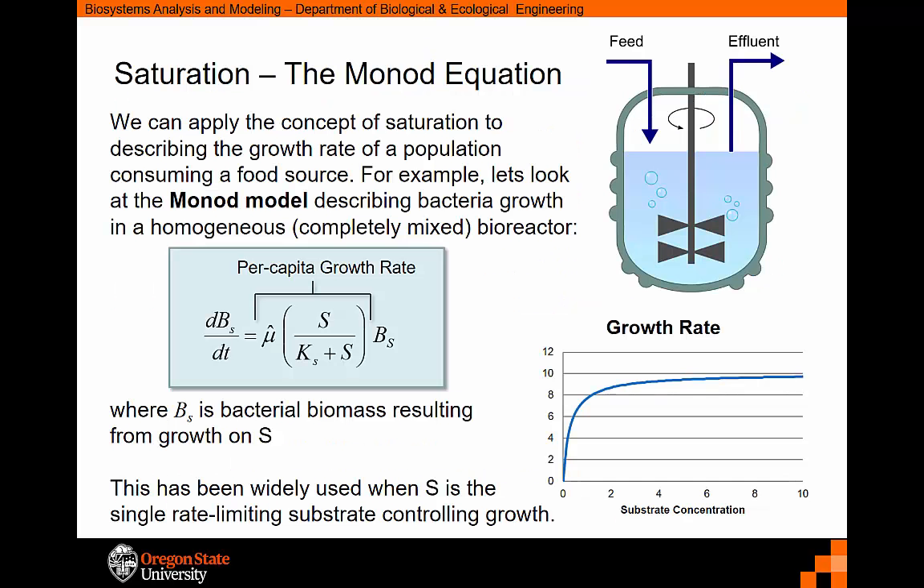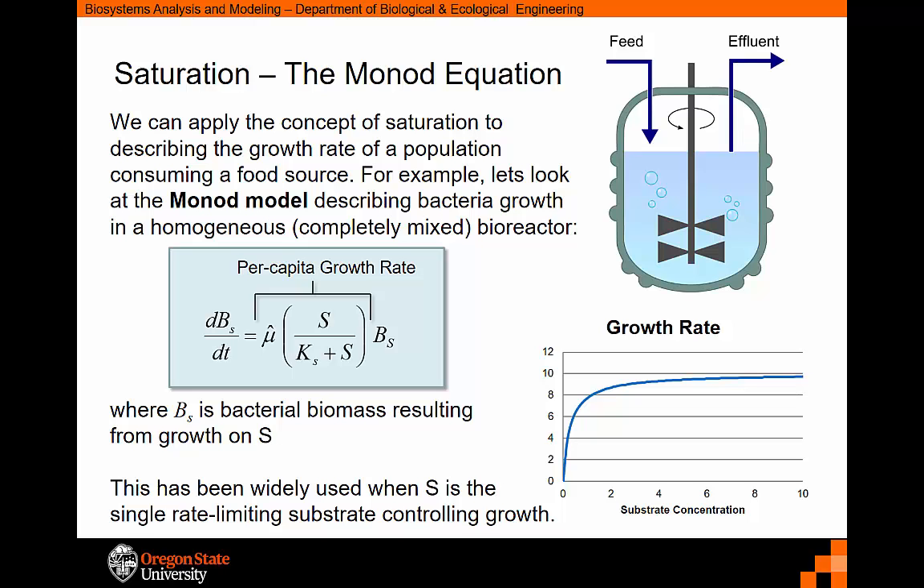Another commonly used saturation function is the Monod equation, a very similar formulation to the Michaelis-Menten equation. It is used to describe the effect of rate-limiting nutrients on the growth rate of a population. For example, in a bioreactor using bacteria to convert nutrients to a desirable product, it would be typical to model the growth process using a hyperbolic Monod equation as shown.